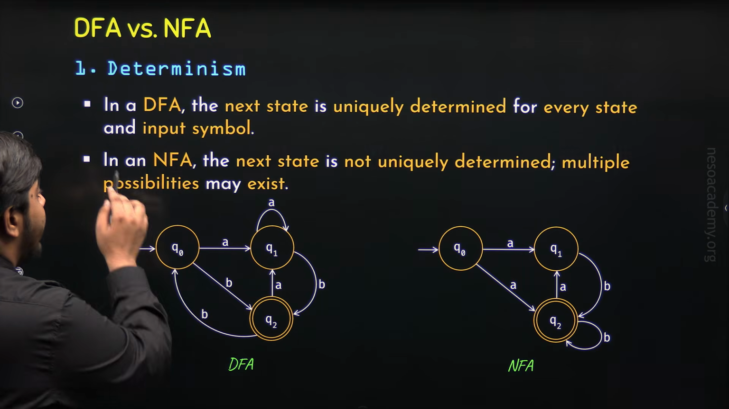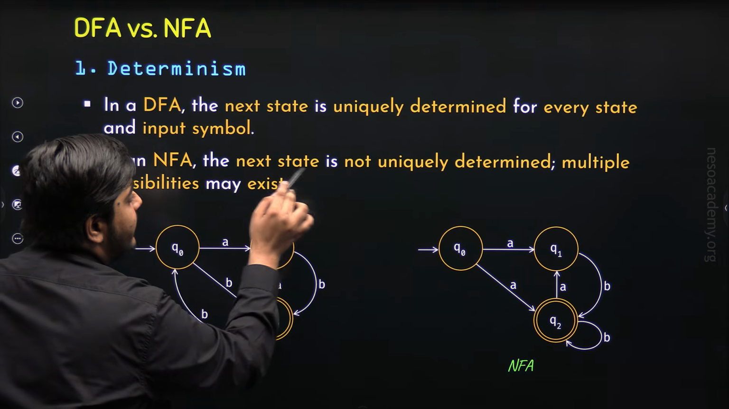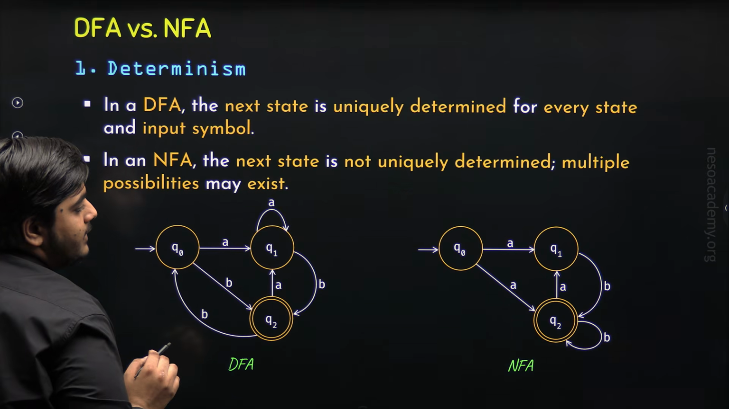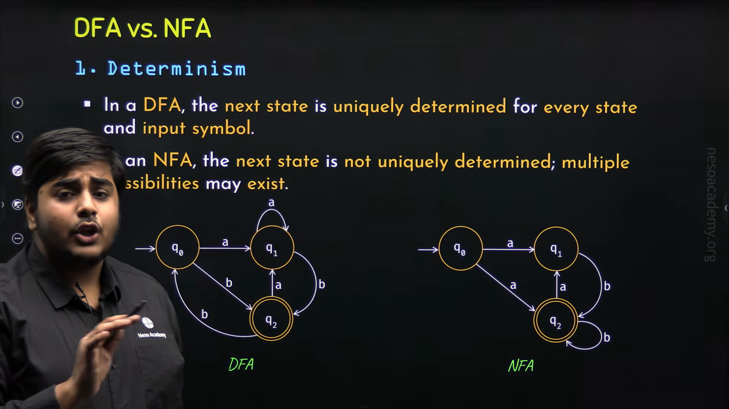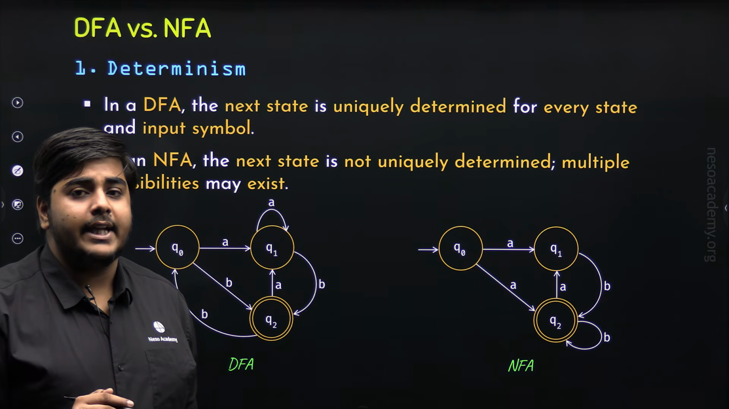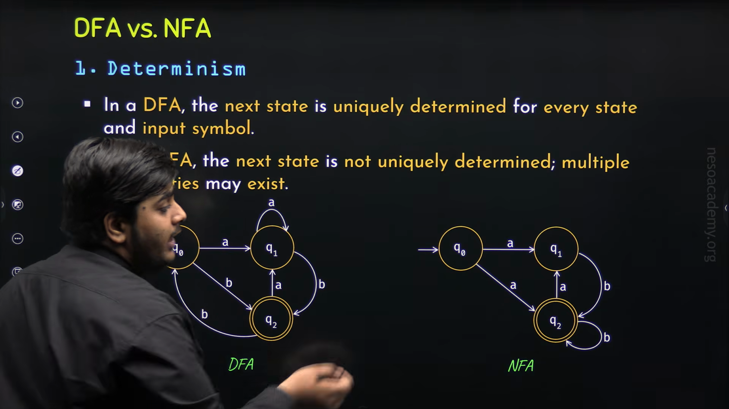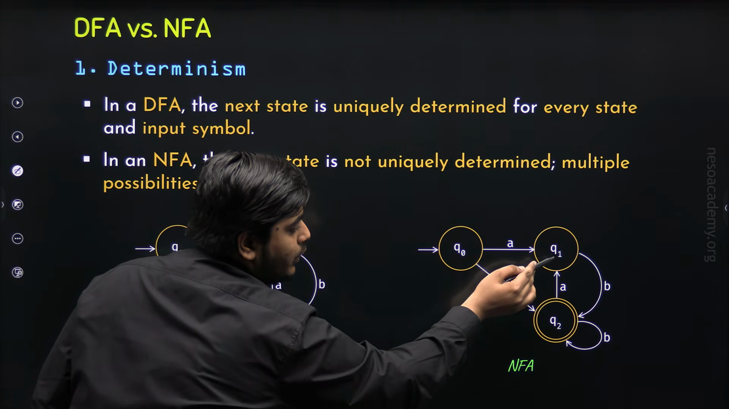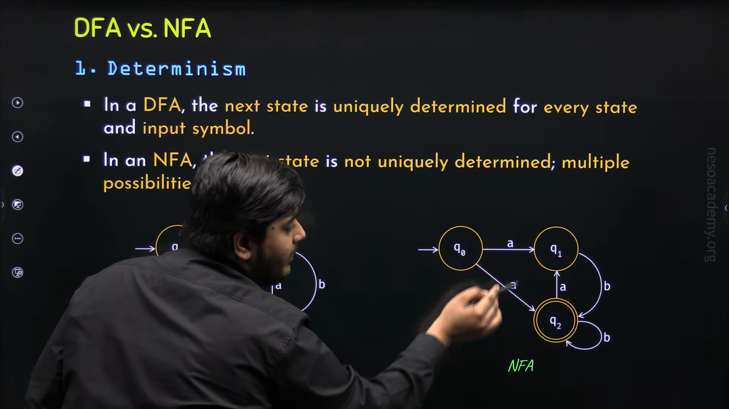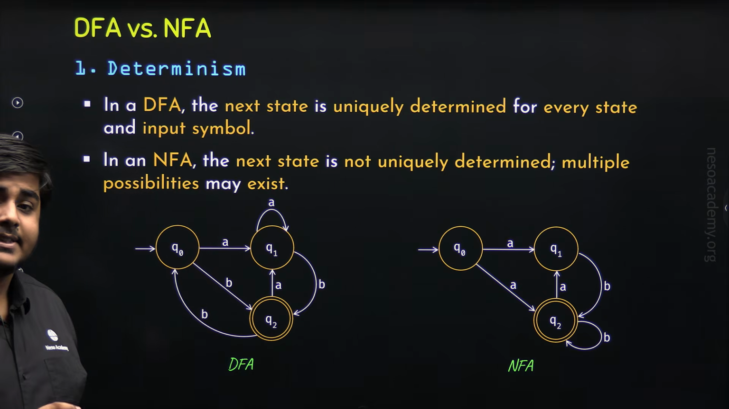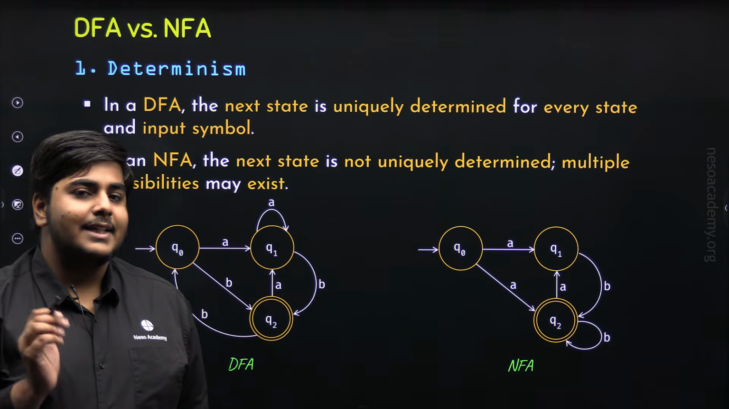But in an NFA, the next state is not uniquely determined. Multiple possibilities may exist. In NFA, it is not necessary that for every current state you will have only one unique next state. Like in this diagram, you can see for the current state Q0, we have two next states, Q1 and Q2, for the same input symbol A. That means multiple possibilities may exist in NFA. Let's see the next property.